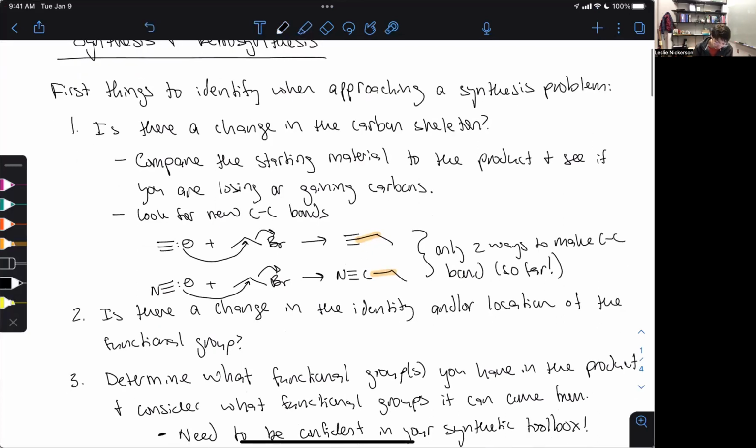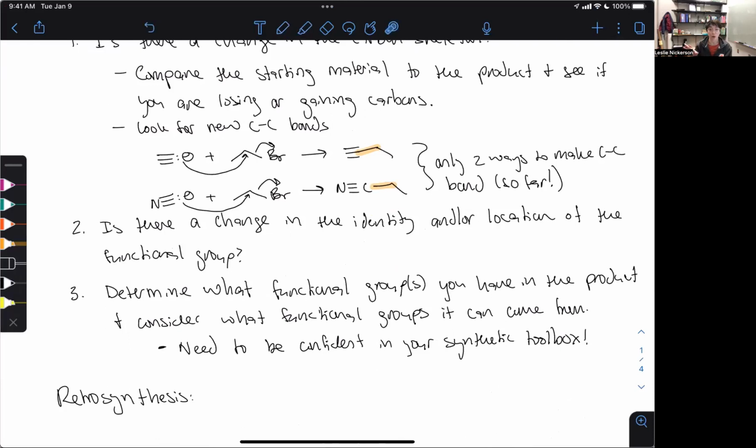Then the second thing you want to do is look at the starting and the ending functional groups. Is there a change in the identity of those functional groups? Is there a change in the location of those functional groups? Are you going to need to think about how to move things around and make sure that you're using major and selective reactions? Think about, if I want to have something on the least substituted side, am I doing that appropriately? And try to figure out how to go from one place to another, or one functional group to another.